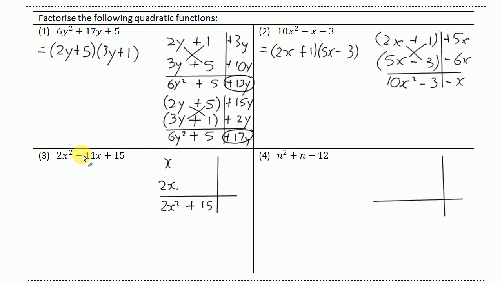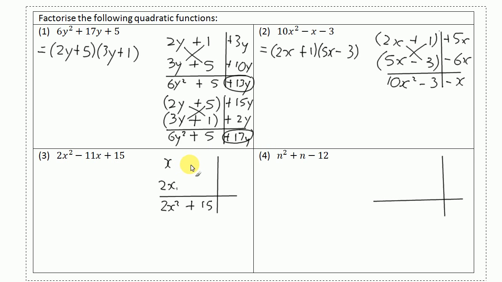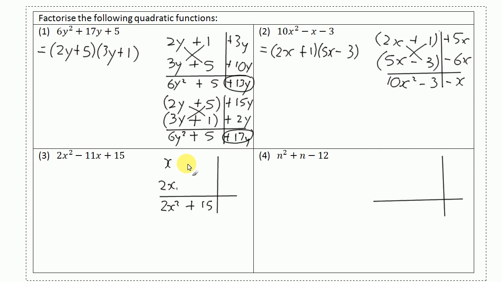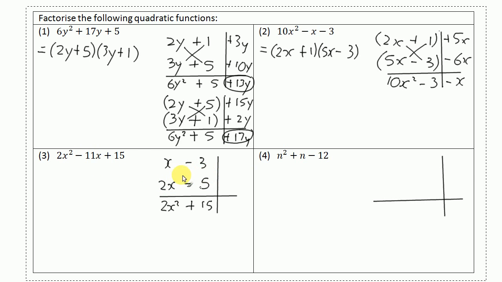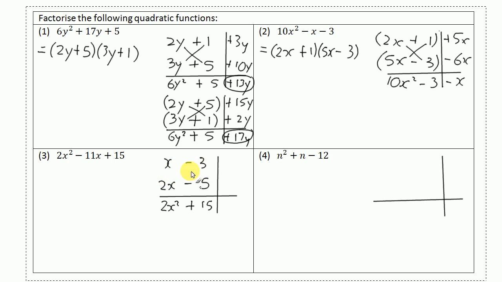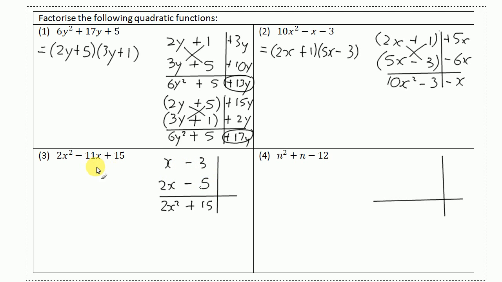If you notice, the sign here is negative and positive. The first one is negative, the second is positive. Then the signs here are both negative. So it's negative 3 and negative 5. Alright, that's a tip to remember. So let's cross multiply and see whether we can get the middle term minus 11.